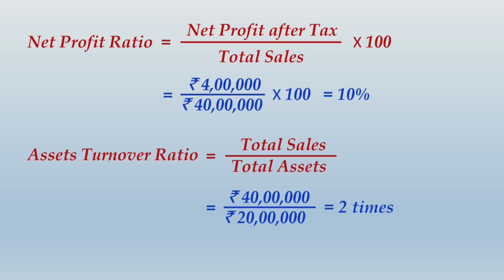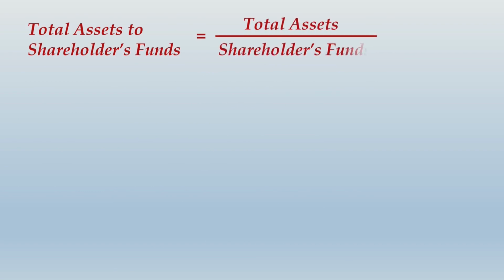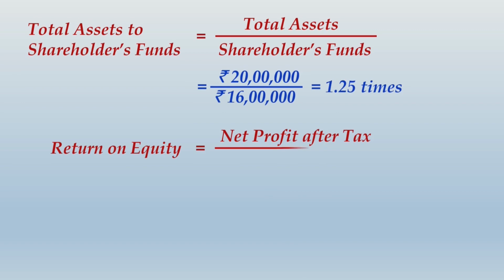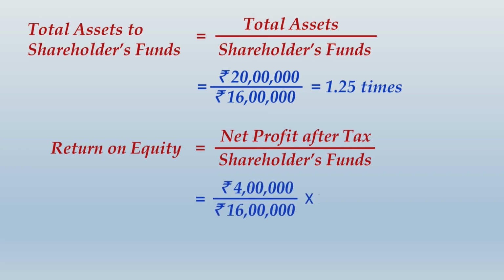Alright friends, you would have finished writing these two ratios. Let us now move ahead and determine the other two ratios. So total assets to shareholders funds, simply total assets divided by shareholders funds. As per information given in the example, we have 20 lakhs divided by 16 lakhs as 1.25 times, and return on equity finally will be net profit after tax divided by shareholders funds, and what you can get is 4 lakhs divided by 16 lakhs into 100, that will be 25%.